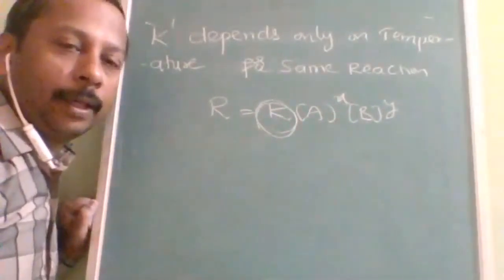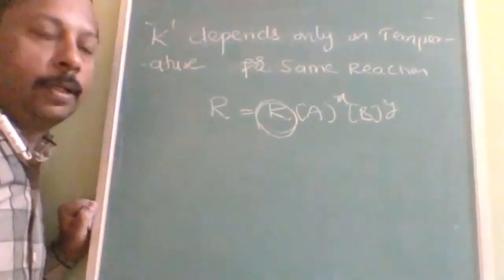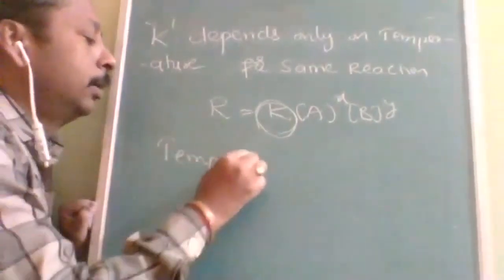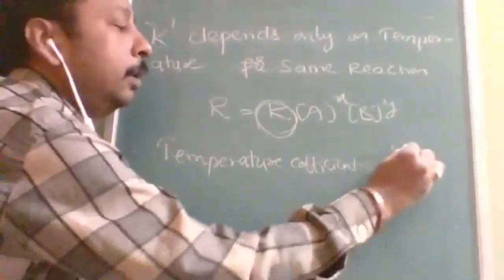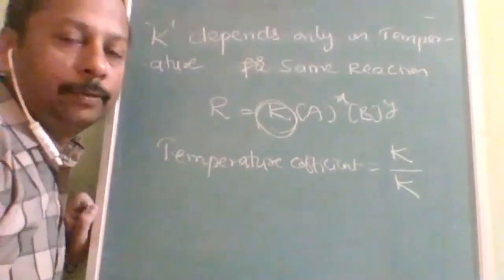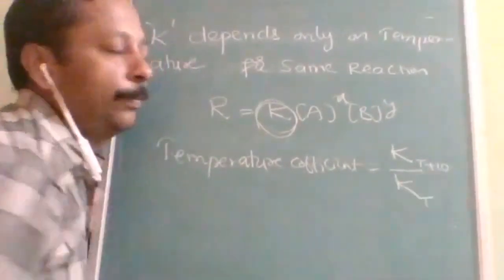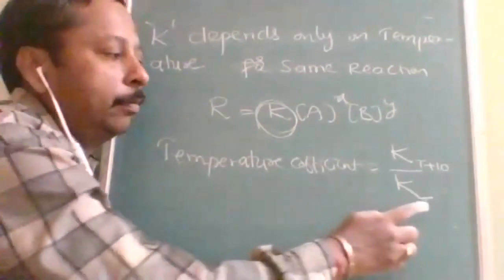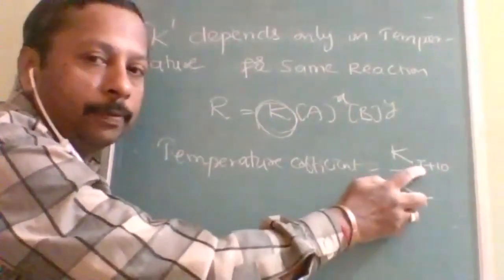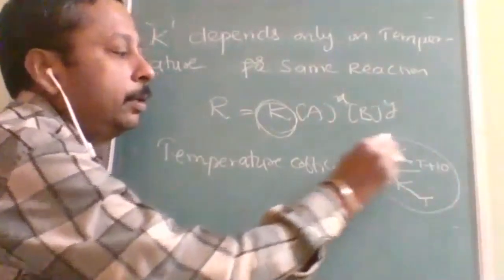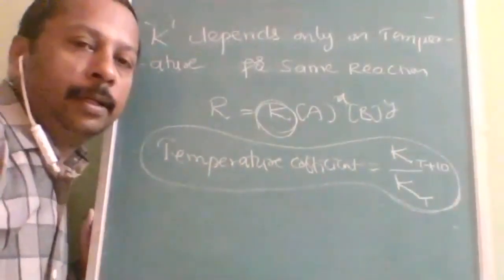So how to change K? K changes only when temperature changes. How temperature changes it is explained by the temperature coefficient. What is the temperature coefficient? Temperature coefficient is the ratio of two rate constants. But if one is at temperature T, another should be at T plus 10. Suppose one is at 300, then another should be 310 Kelvin. If one is at 50 degrees Celsius, another should be 60 degrees Celsius. So the ratio of rate constants differing by a temperature of 10 degrees Celsius is called the temperature coefficient.